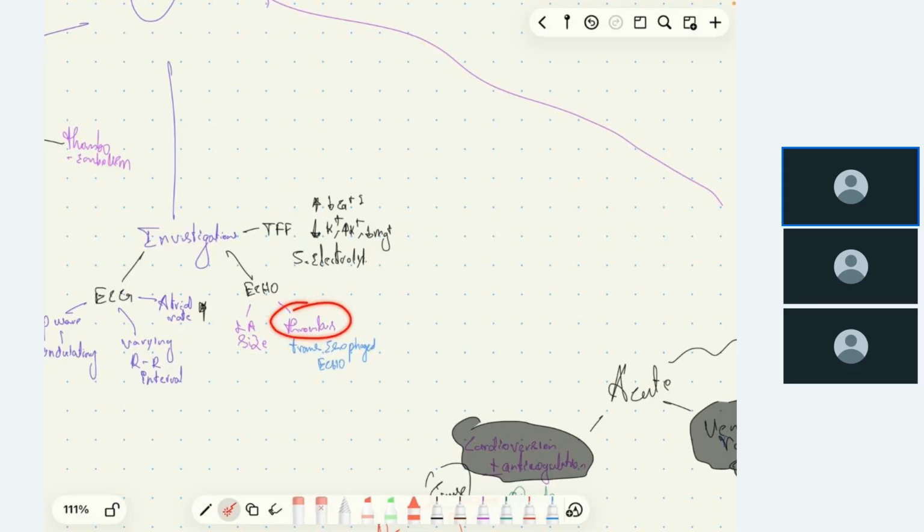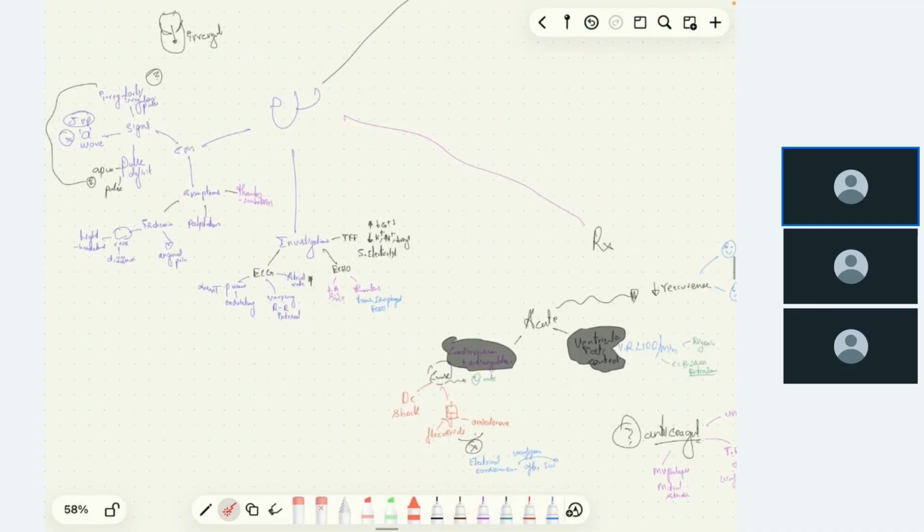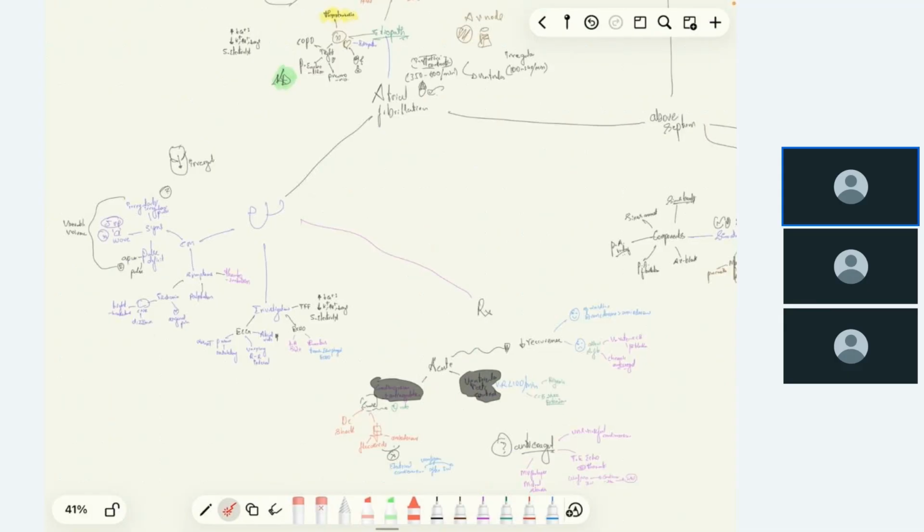And also we have other investigations like TFT, because hypo and hyperthyroidism is associated with atrial fibrillation. We should do serum electrolyte estimation, because hypo and hyperkalemia, hypomagnesemia and hypo and hypercalcemia are associated with atrial fibrillation. This is about the investigations seen in atrial fibrillation.